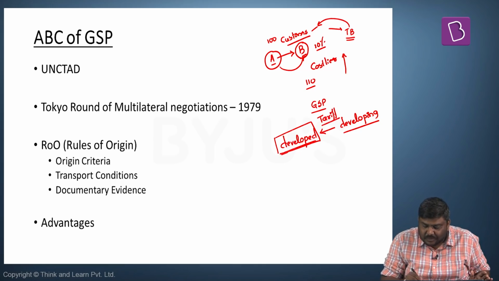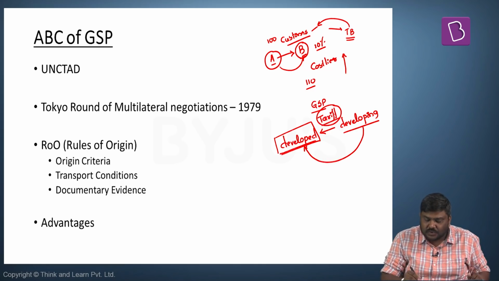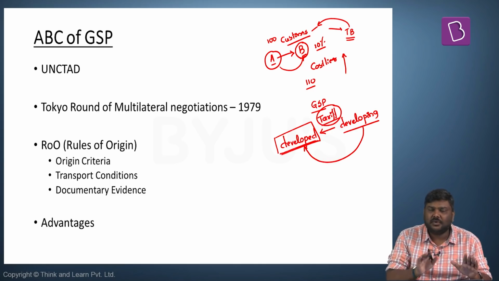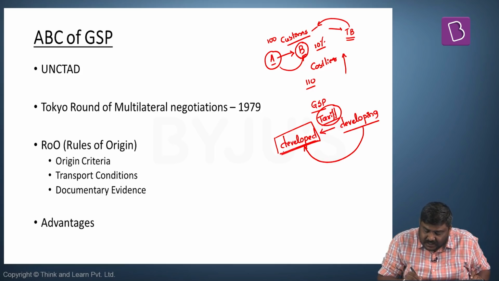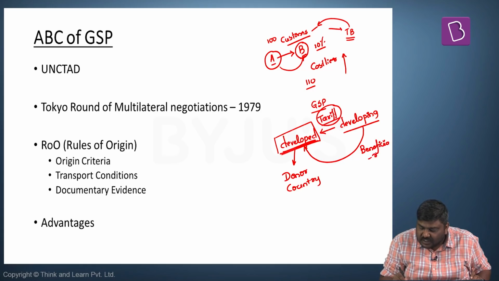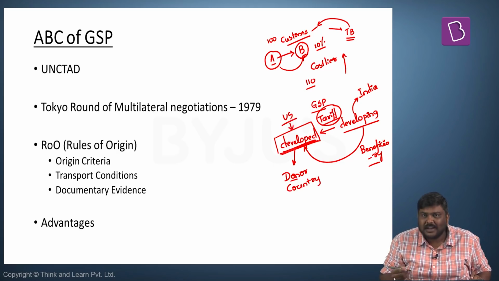And since the developed economy is not imposing this tariff, exports from these countries into the developed economies are expected to increase. The technical term that is used is that the developed country will be referred to as a donor country and the developing country will be referred to as a beneficiary country. Now, in this discussion, India will become a beneficiary country, and US is a developed country or a donor country.